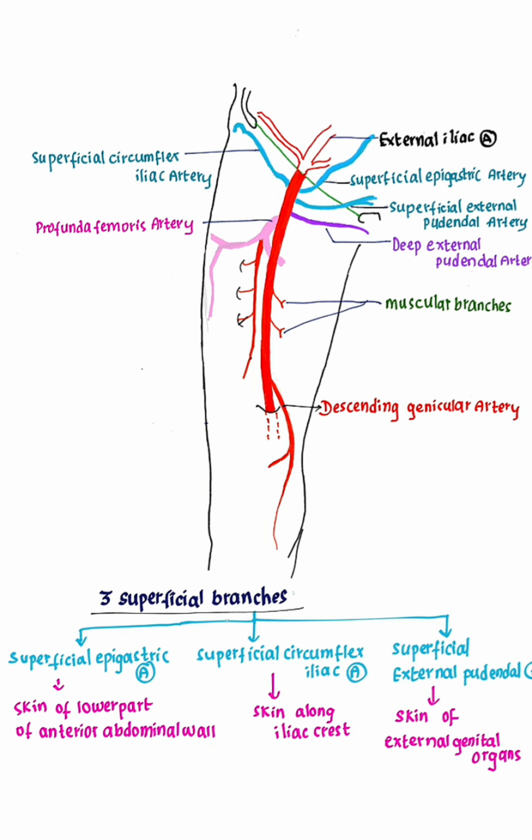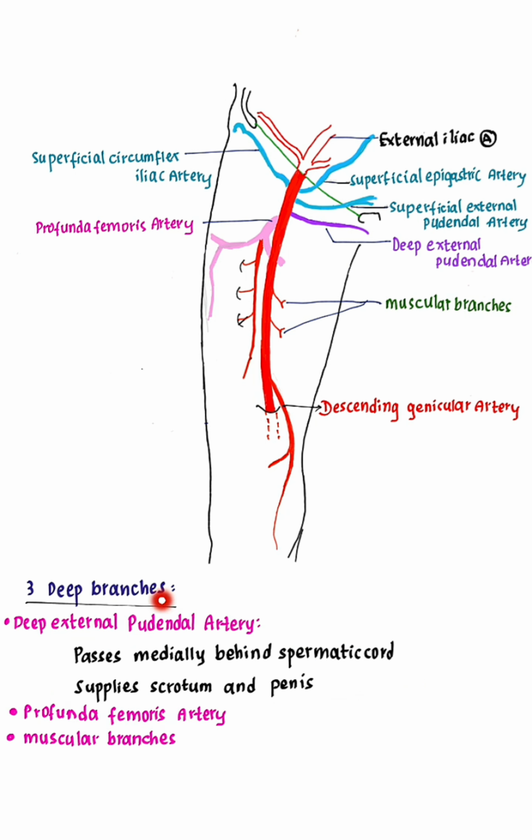3 superficial branches within the femoral triangle. Superficial epigastric artery supplies the skin of lower part of anterior abdominal wall. Superficial circumflex iliac artery supplies skin along iliac crest. Superficial external pudendal artery supplies skin of external genital organs.